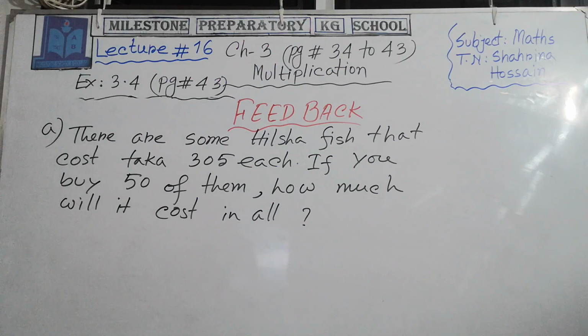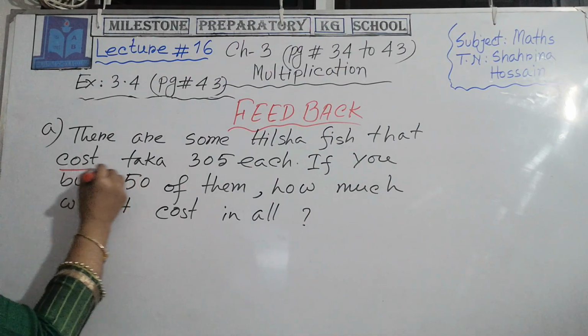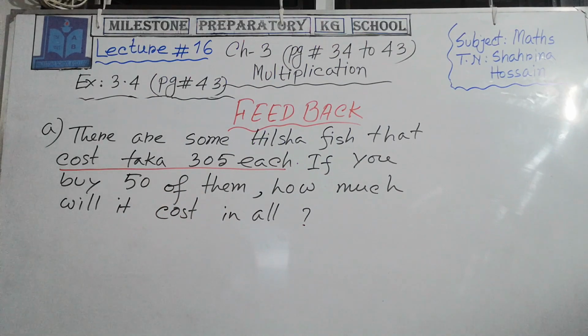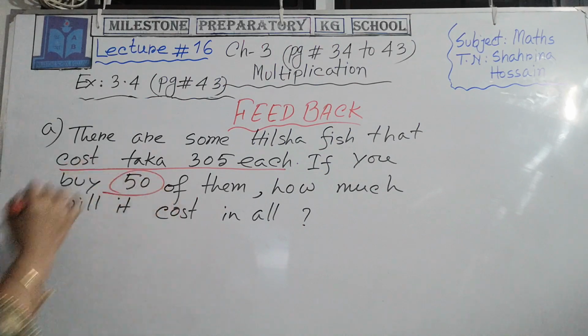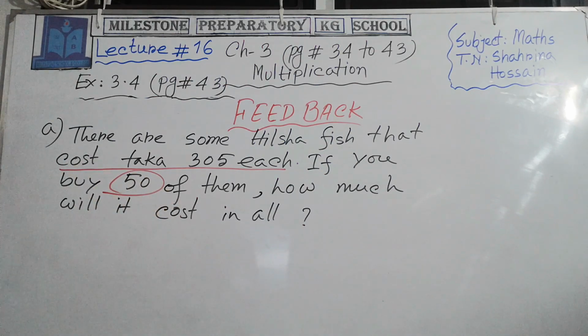Here, one Hilsa fish costs 305 taka. Okay, so you buy 50 Hilsa fishes. So obviously the amount is more. We need more money. So how can you find the answer? Can you do it? Inshallah, I hope so. Okay. If you have done, now match with me. How can we find the answer?